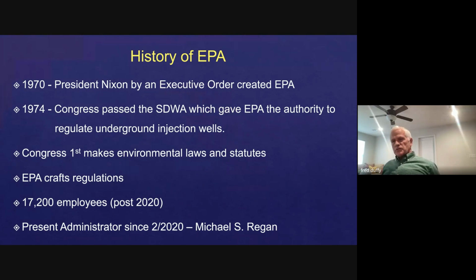And just two sidebar notes there. As of 2020, EPA employs 17,000 employees, and the administrator is Michael S. Regan. Next slide.